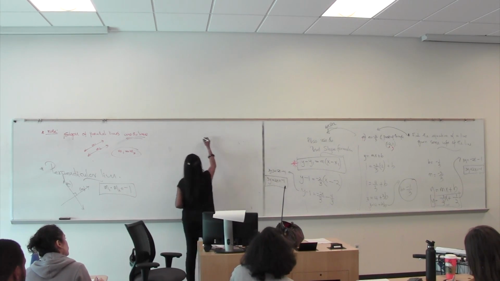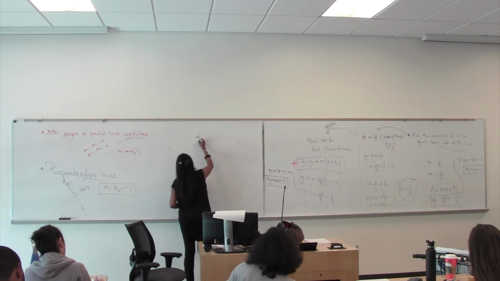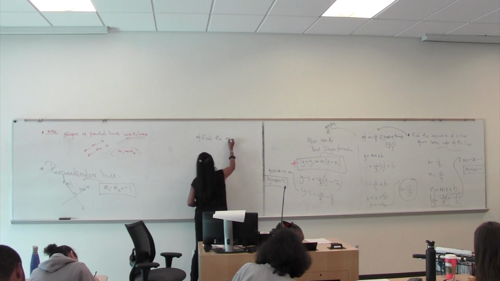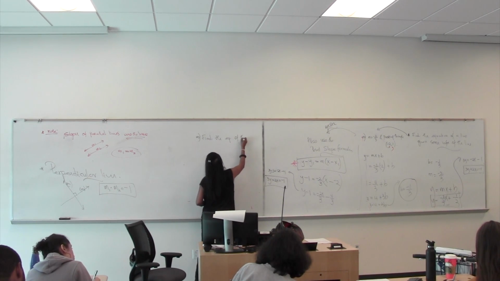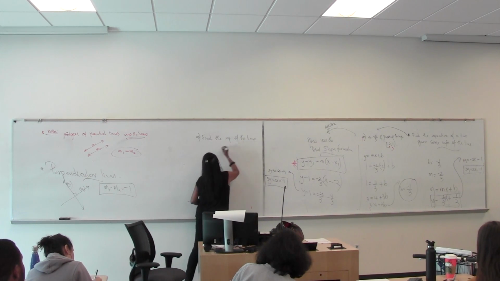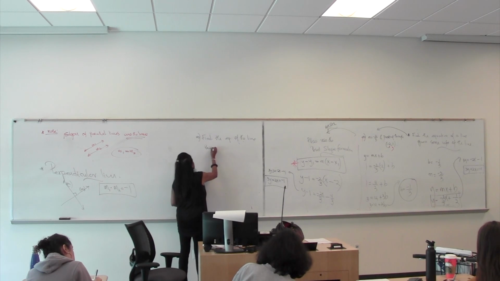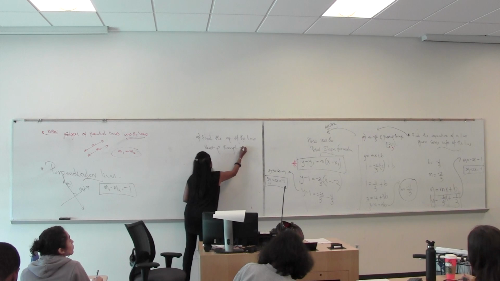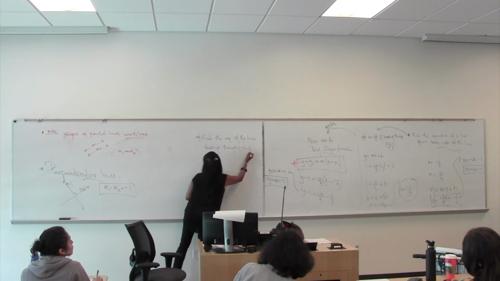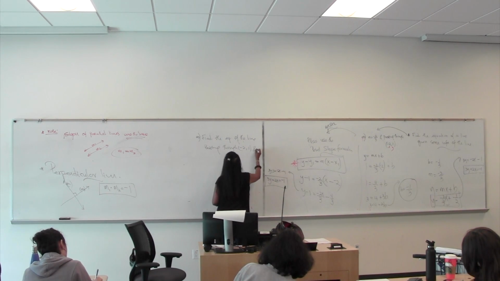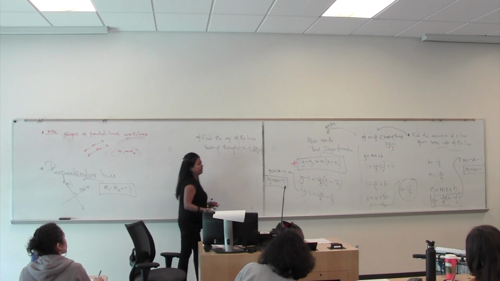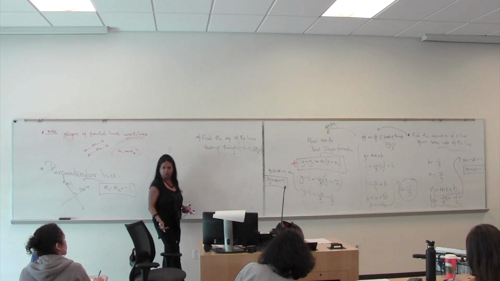How about this case 3, example number 3 here. Find the equation of the line passing through (-2, 1) and (3, -5), passing through this point. Is the slope given? No.